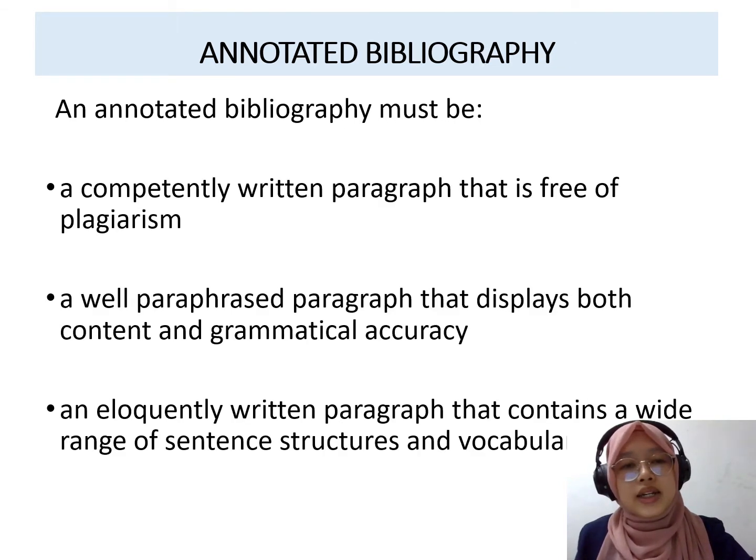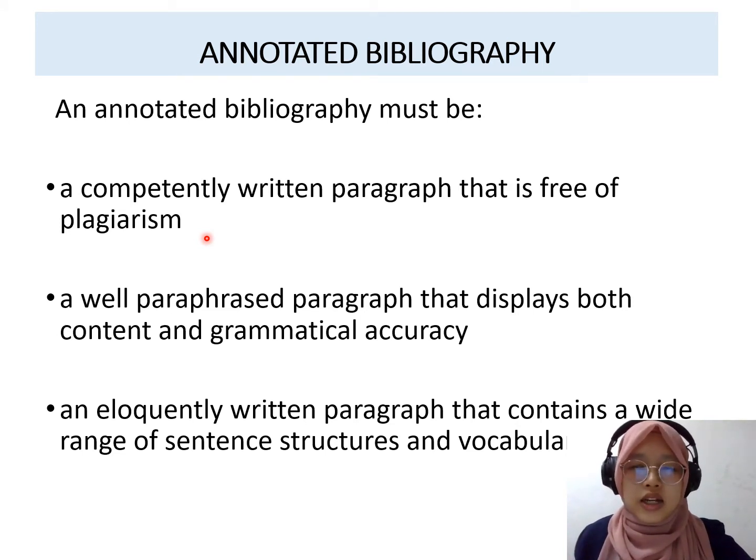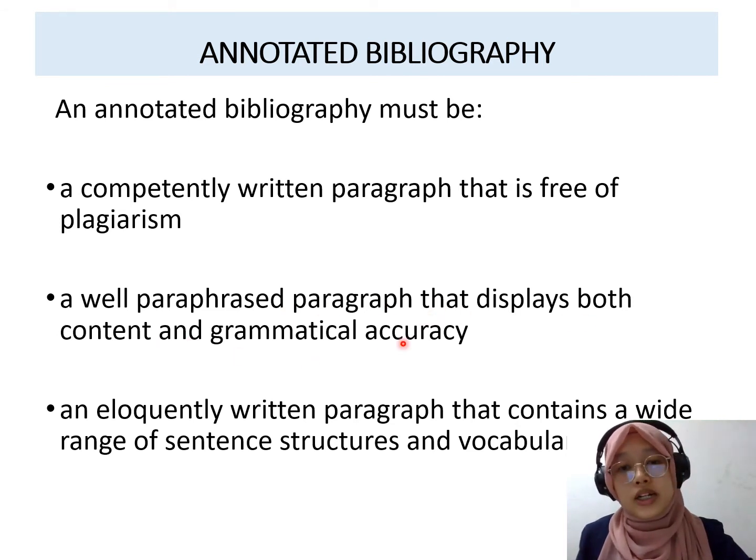An annotated bibliography must be a competently written paragraph that is free of plagiarism. Of course, when you read articles, you cannot just copy and paste everything and pick out the main ideas. That's not how it is done. So it must be free of plagiarism. In other words, you need to paraphrase. You need to select or identify the main ideas and then paraphrase them. And of course, make sure you check your content and your grammar as well.